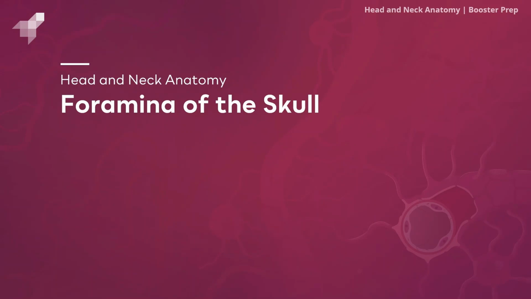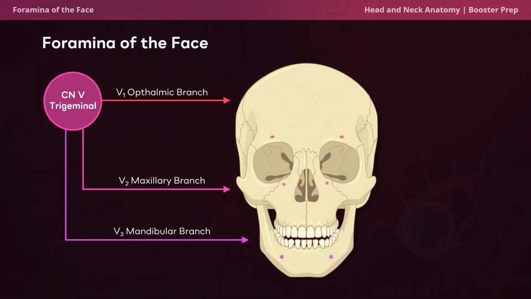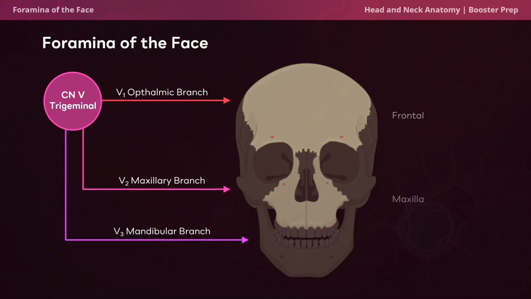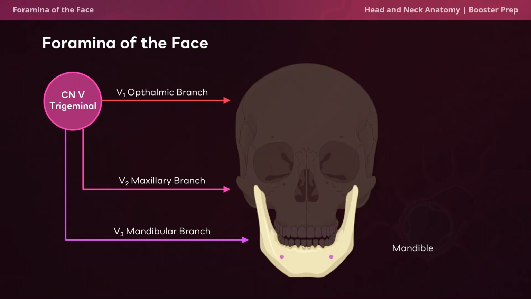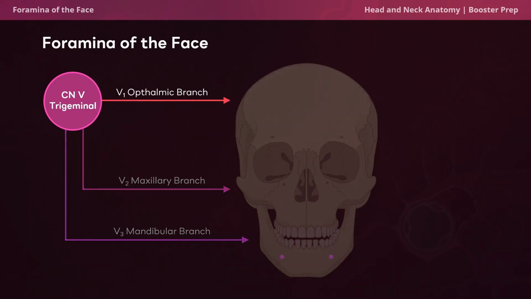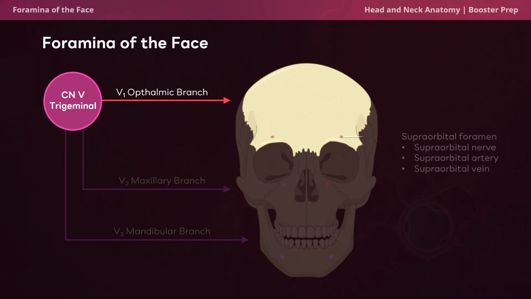So there are foramina located in the face and the skull base, but let's start with the foramina of the face. The bones of the face that contain foramina are the frontal bone, the maxilla, and the mandible, and each foramen contains a nerve, an artery, and a vein. First, let's start off with the supraorbital foramen, which is located in the frontal bone right above each orbit.